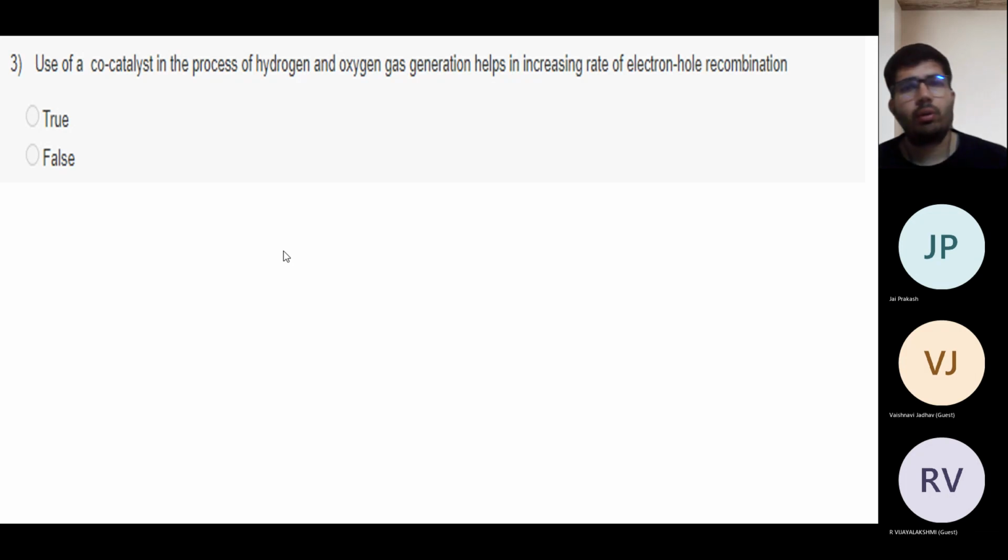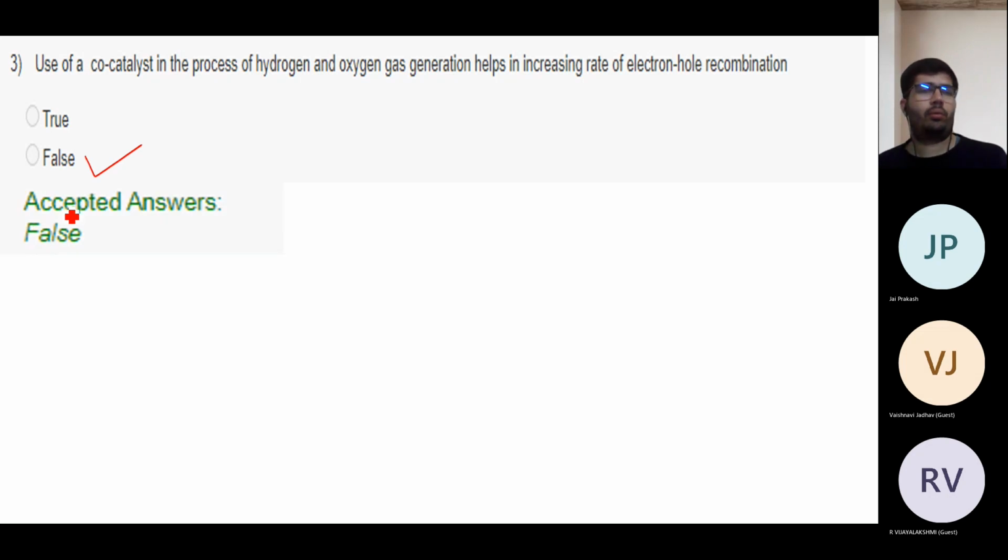Because as we know, we want more and more reactions to happen, so we have to decrease the electron hole recombination. So we use some co-catalyst. That co-catalyst will help increase the reaction rate and decrease the electron hole recombination. So the option will be false, because it's not increasing, it's decreasing. So the accepted answer is false.